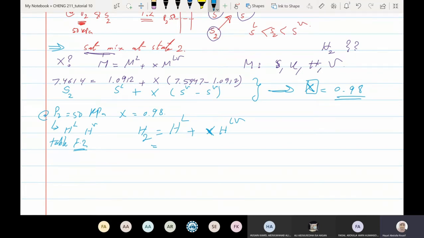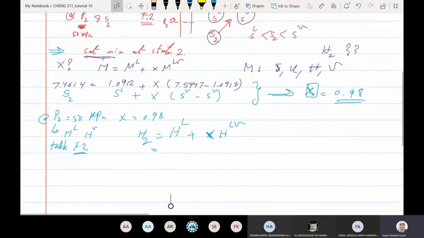Of course, if you go to the table and check the values, you can get the H liquid and H vapor. If I'm not mistaken, according to what I have in front of me, H liquid is equal to 340.4564, plus X the quality, which we put as 0.98. Now HLV simply means H vapor minus H liquid, which is 2646.9 minus 340.564.